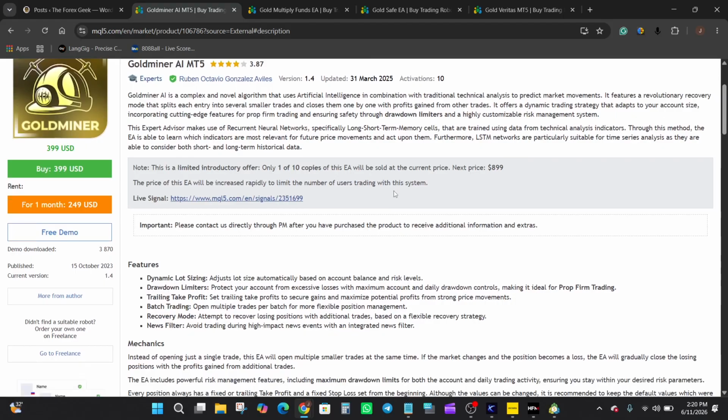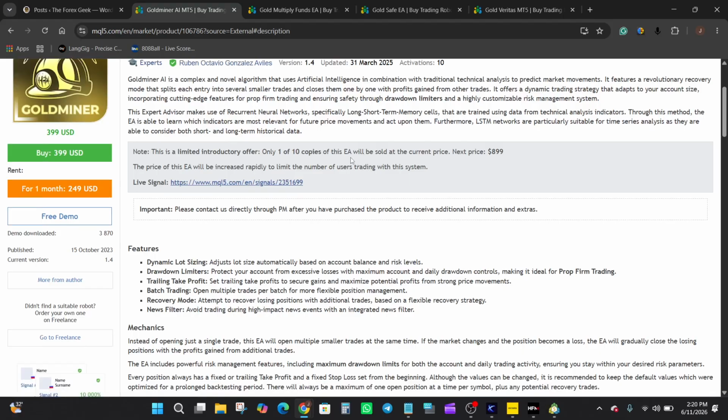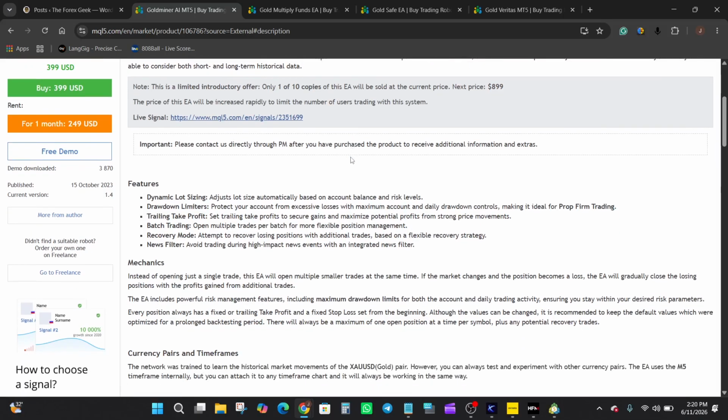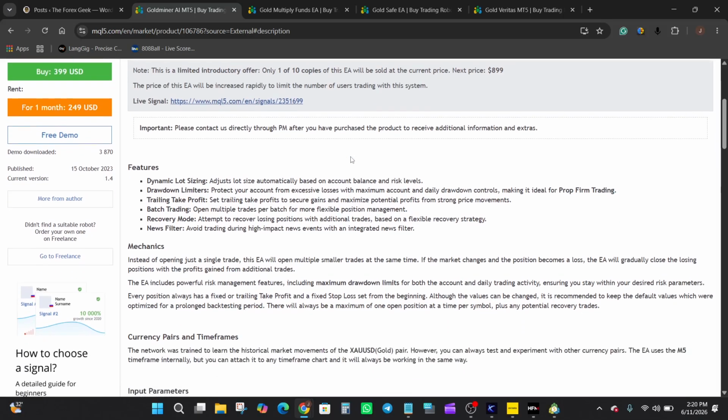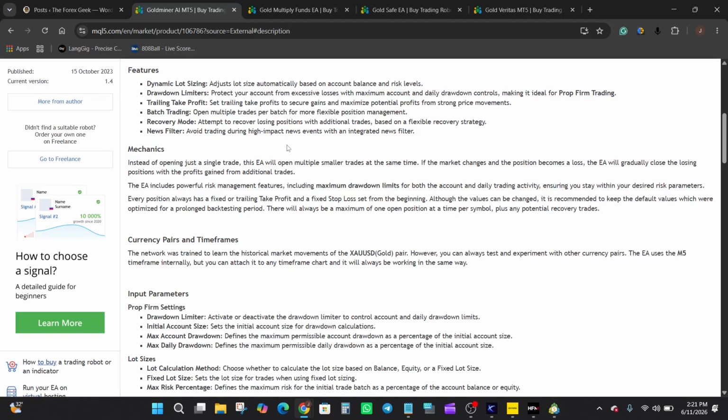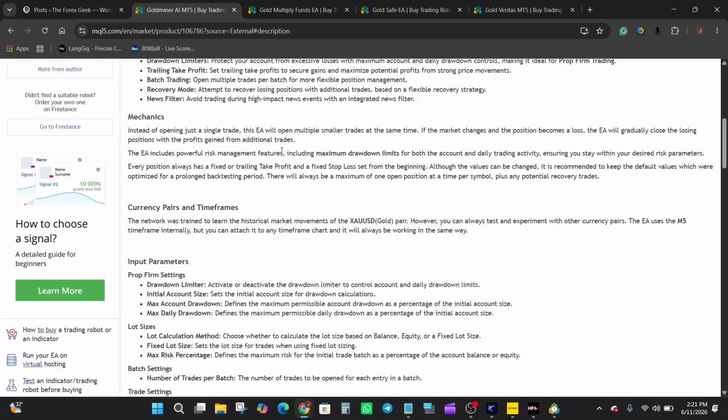As I continue through the product page, one important detail is that the EA was trained primarily on XAUUSD, which is gold. The developer states that the network learned historical market movements from gold data, although users can still experiment with other instruments if they choose. Another useful detail is that the EA uses the M5 time frame internally, so regardless of which time frame you attach it to, it will operate using the same internal logic.